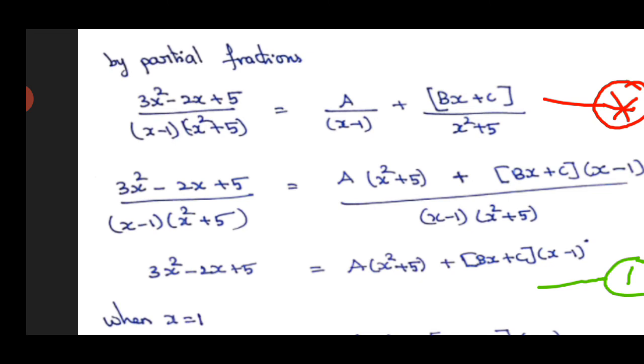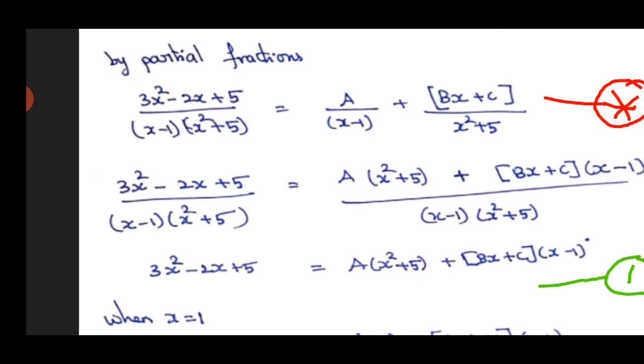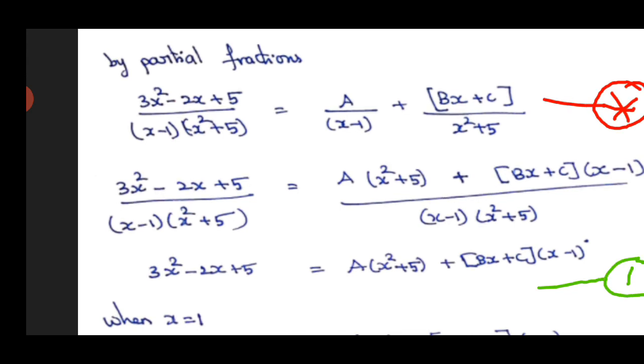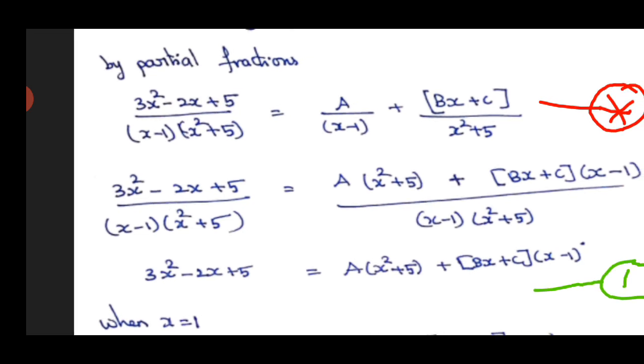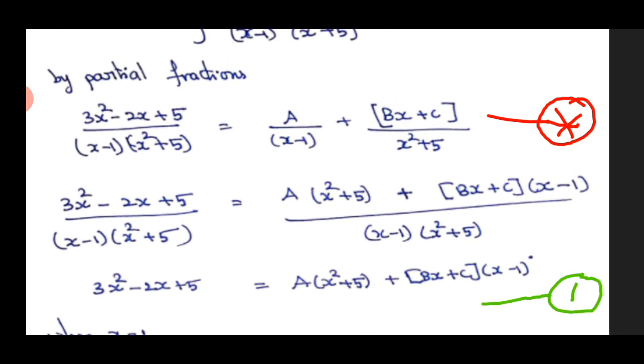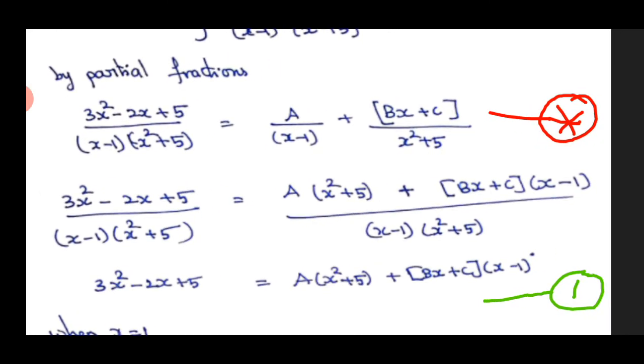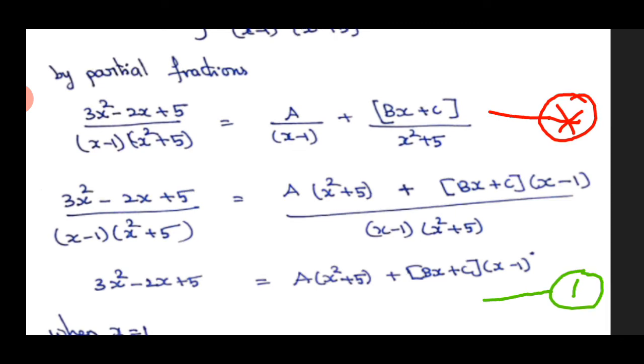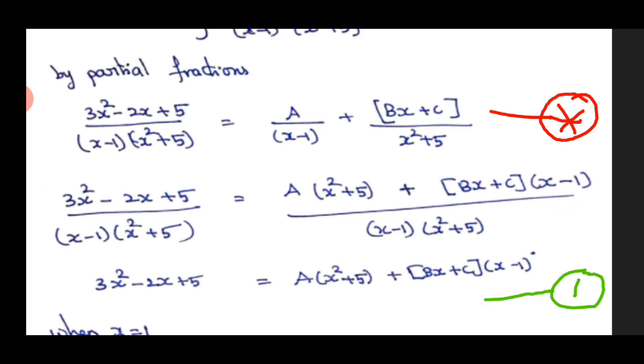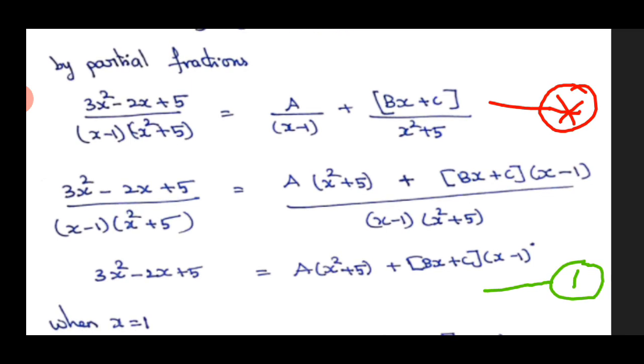here the x square plus 5 term is not factorable because we have x square plus 5. Suppose if we have x square minus 5, we can factorize it by a square minus b square formula, but that is not possible here. So for that not factorable type, on the right side you can see x square plus 5 denominator term. For that the numerator should be a linear polynomial type like an x term and a constant term. So we have written that as bx plus c, right?